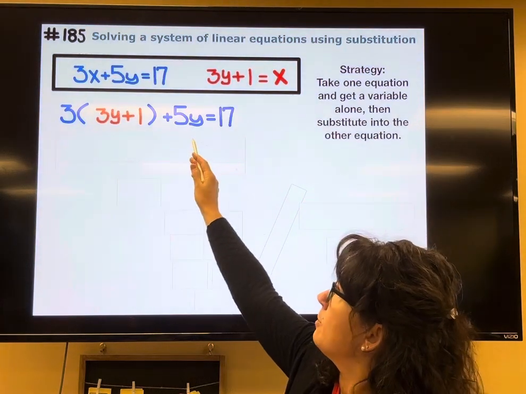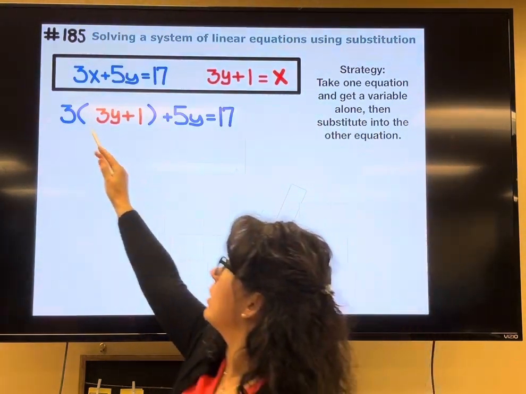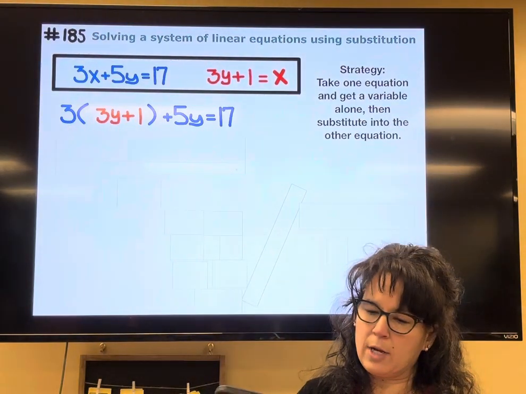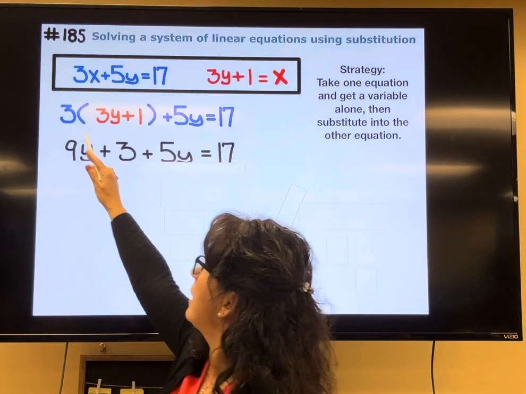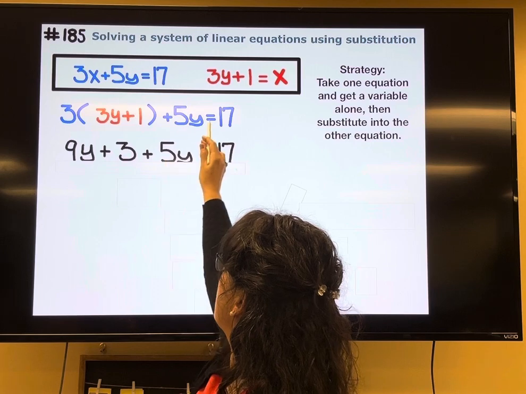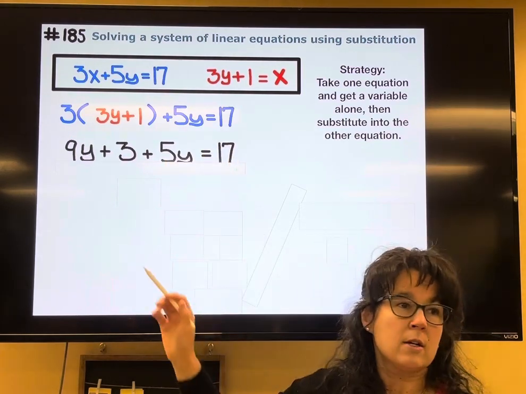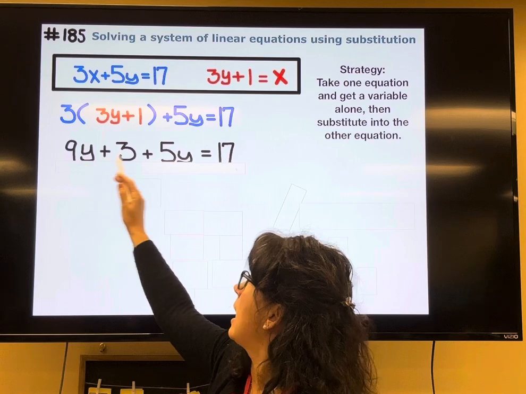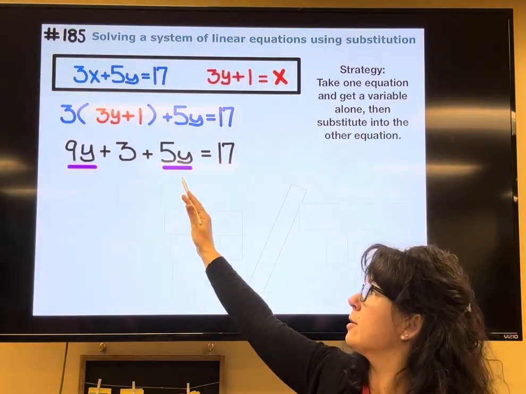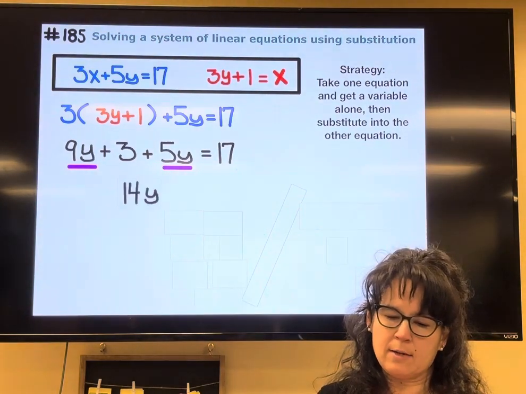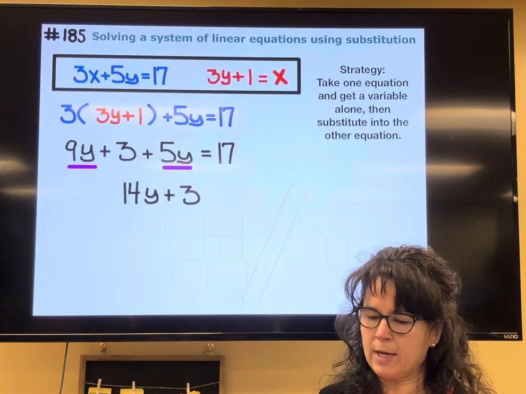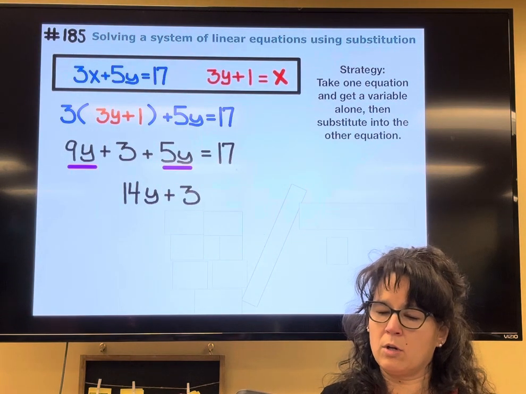To solve, I want to simplify the left-hand side, starting with distributing the 3 through. So 3 multiplied by 3y is 9y. 3 multiplied by 1 is 3. Bring down the plus 5y, the equals, and the 17. Continuing to simplify the left side, 9y and 5y are on the same side, so I can combine those like terms. 9y's and 5y's makes 14y. Then I'm going to bring down the 3 and bring down the equals 17.